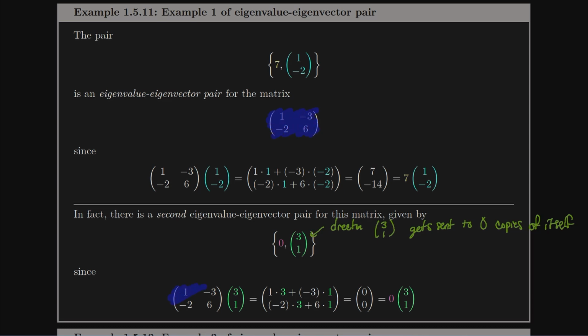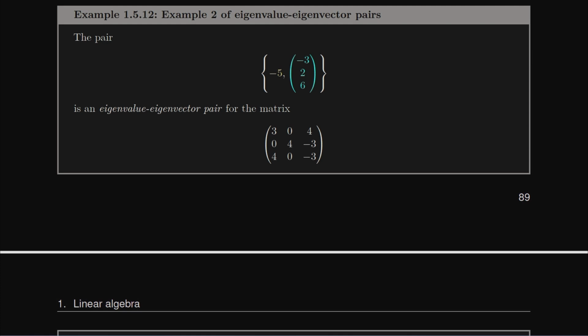So if I look at the matrix 1, negative 3, 2, 6, and I act on the vector 3, 1, I'm going to take 1 times 3 plus negative 3 times 1, you end up with 0, and then you take negative 2 times 3 plus 6 times 1, you also end up with 0. 0, 0 happens to be 0 copies of the original direction. And so eigenvector, eigenvalue pairs: you have eigenvalues, how many copies, and eigenvectors, in what direction. And then they're always assigned to a specific matrix because the matrix has these preferred directions, eigenvalue and eigenvector directions. One more example in a 3 by 3 case.